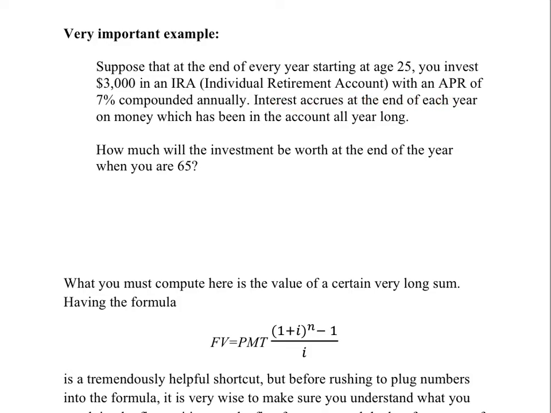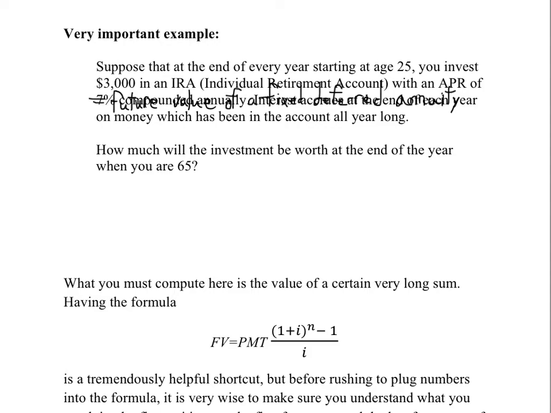Interest accrues at the end of each year on money which has been in the account all year long. That sentence is just saying what we've been saying in every example thus far. Right? You're going to deposit money at the end of the year. It will have to sit there all the way until the end of the next year before it starts earning interest. We can ask, how much will the investment be worth at the end of the year when you are 65? Since you're making regular equal payments, $3,000 a year every year, and you're asking what all those payments accumulate to in the end, this really is the future value of a fixed deferred annuity.